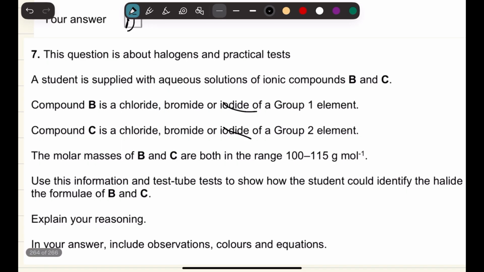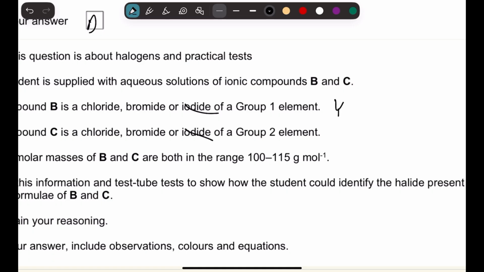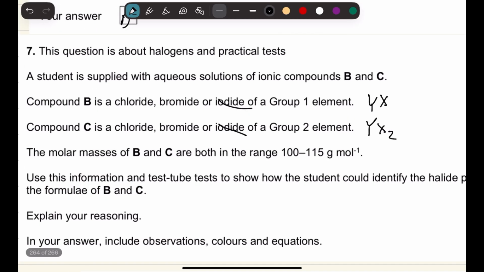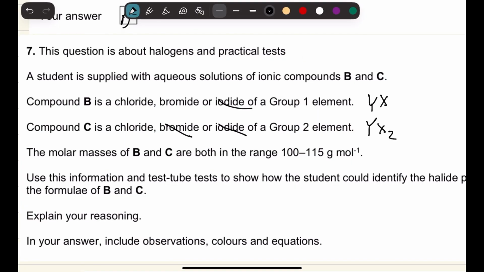If we look at this one, say our metal is Y, for example. B is going to be YX, X being the halide, and then this is going to be YX2. Because of that, bromine has an Mr of about 79, so I can say bromine is not going to be here. That means that there's probably going to be a chloride, and that's completely going to be a bromide.